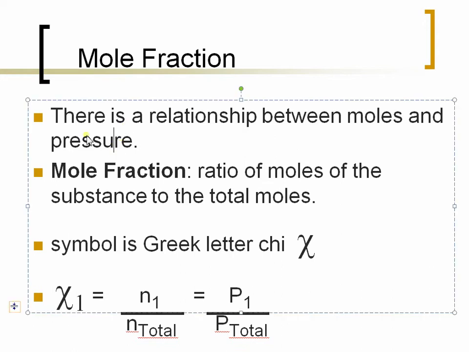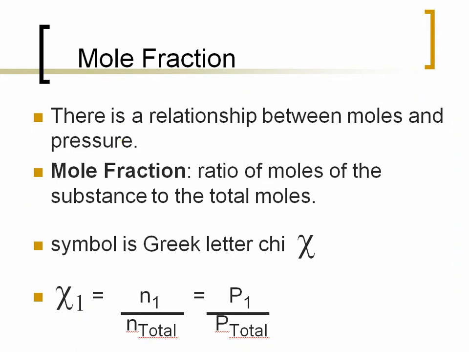Mole fraction is just a relationship where it's like a percentage, but we're not multiplying it times 100%. So it's the ratio of moles of a substance to the total moles. We use the Greek letter chi. So chi can equal the moles of one gas divided by the total number of moles, or it can equal the pressure of one gas divided by the total pressure.